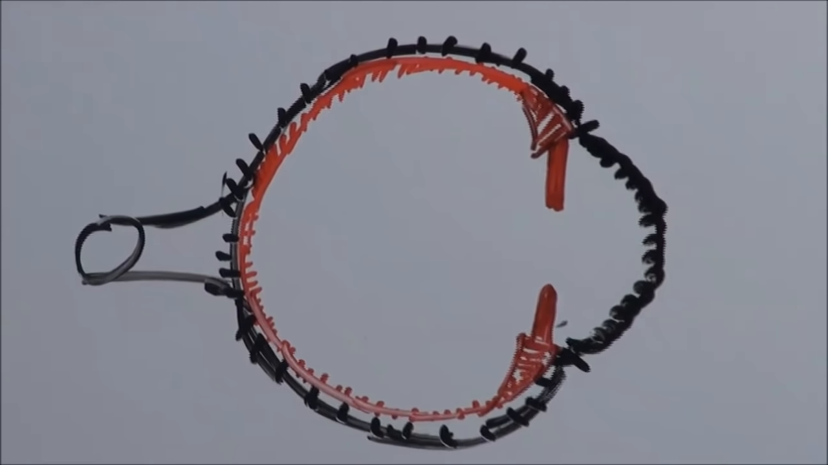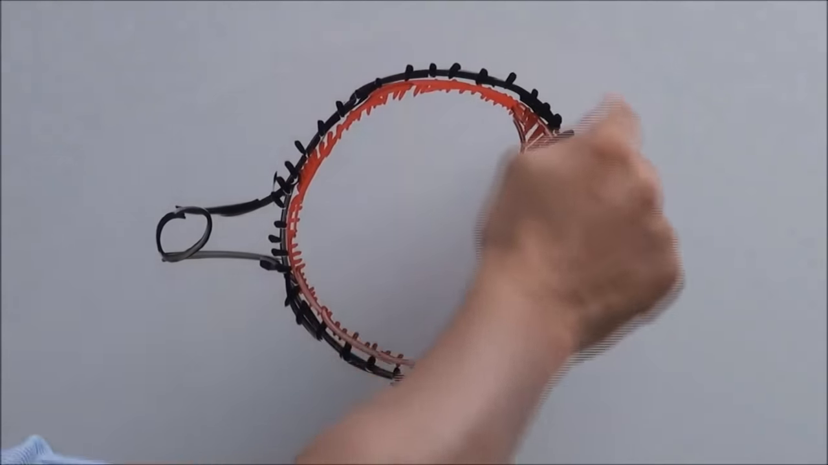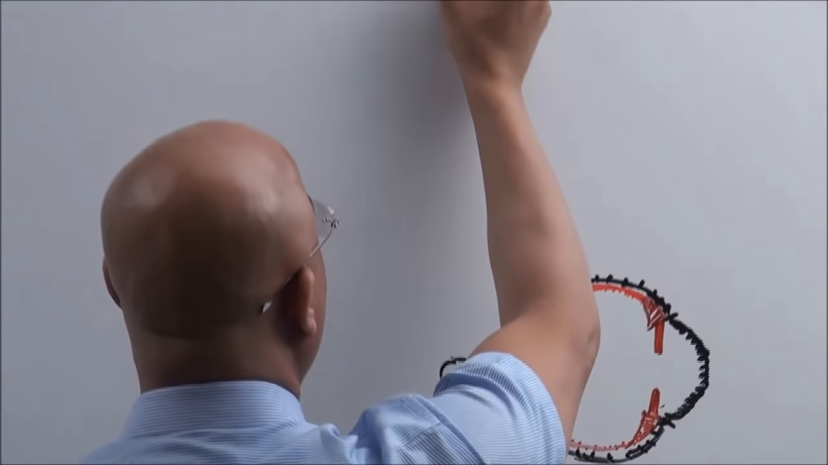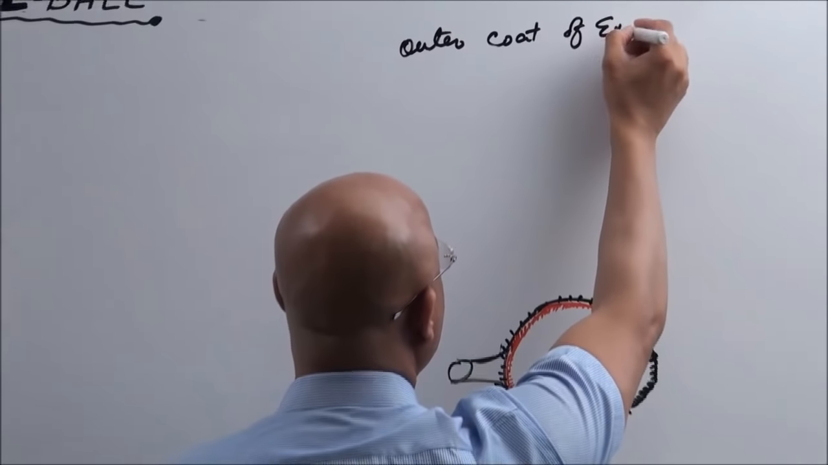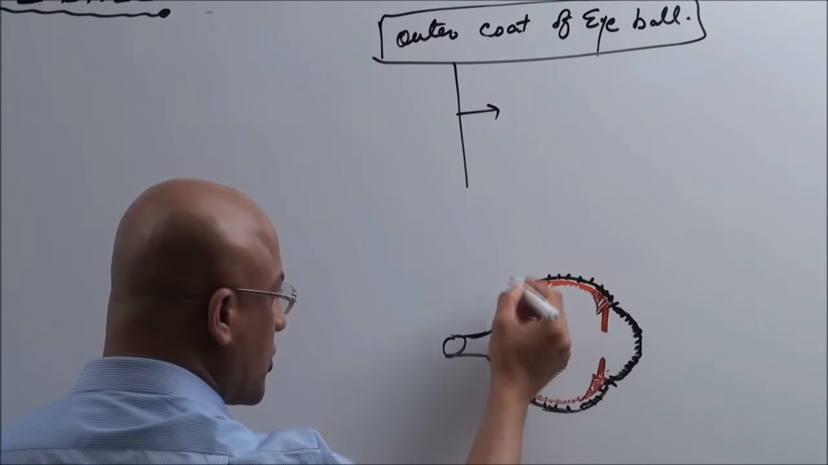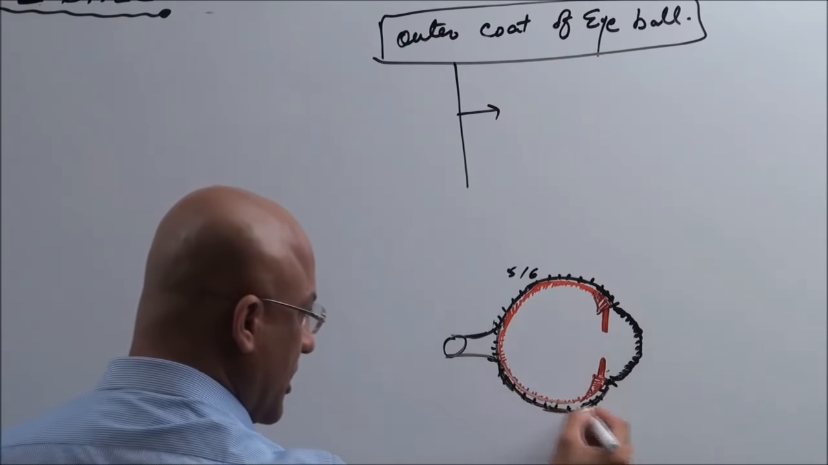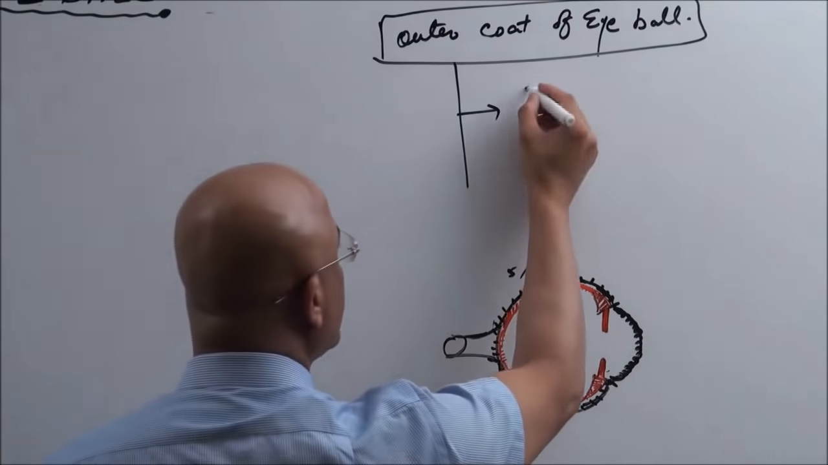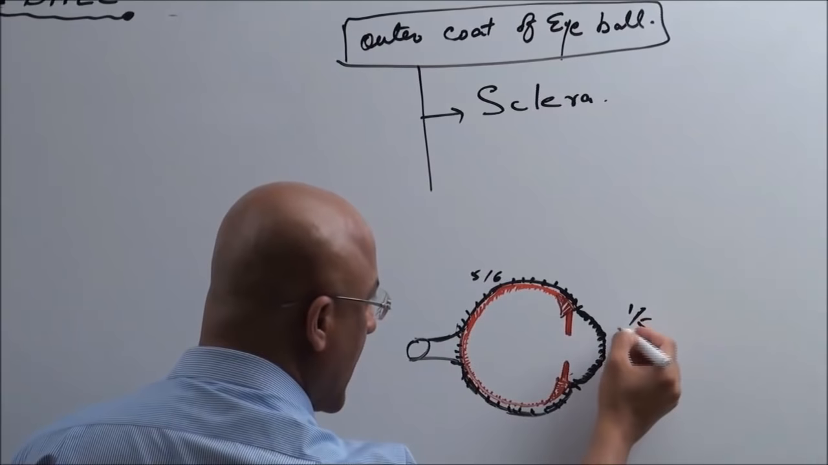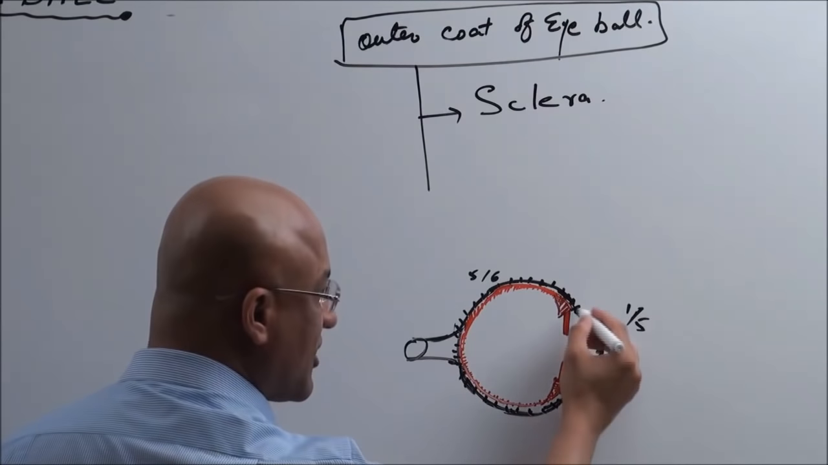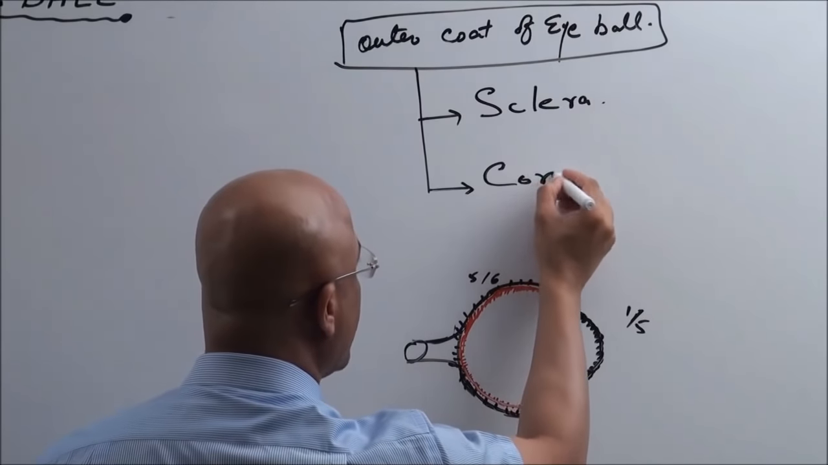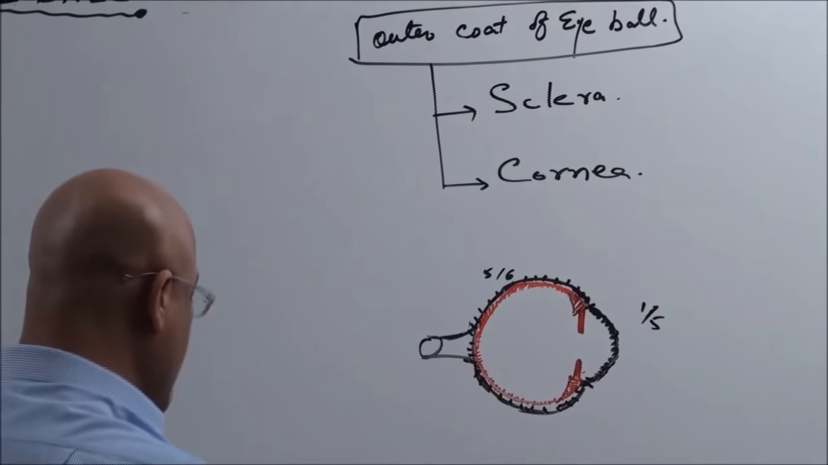Again, first I made the drawing of the outermost part, which was the outer coat of the eyeball. And this outer coat of the eyeball had two components. The posterior 5/6 of the eyeball is a tough and opaque membrane, and this is the sclera. Then the anterior 1/6 of the eyeball, which is part of a smaller circle, is basically transparent, and we call this part of the outermost layer the cornea. This is the outermost layer.